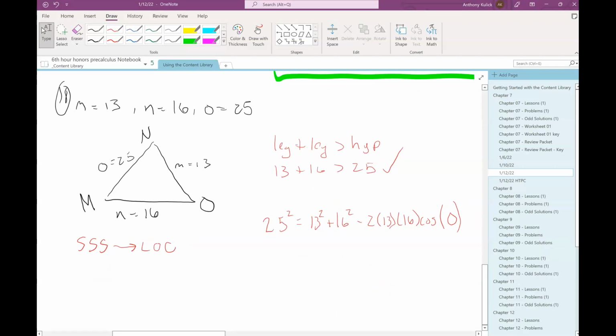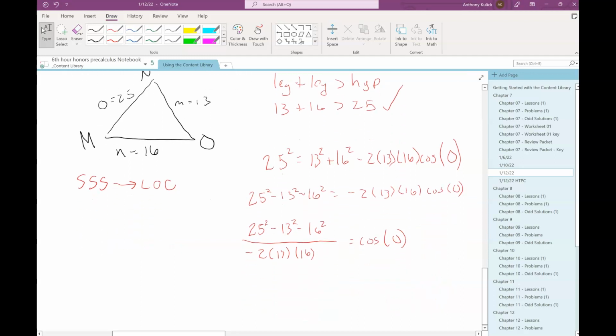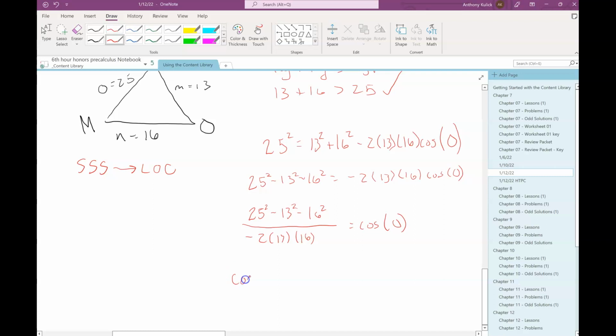So to solve for angle O, I'm going to start by subtracting the 13 squared from both sides and then the 16 squared from both sides. I can't add the 2 times 13 times 16 to both sides, though, because that's being multiplied to my variable. So to move that stuff over, I have to divide it, since it's being multiplied to my variable. And then to get rid of the cosine, we do the cosine inverse to both sides. And then it's calculator time.